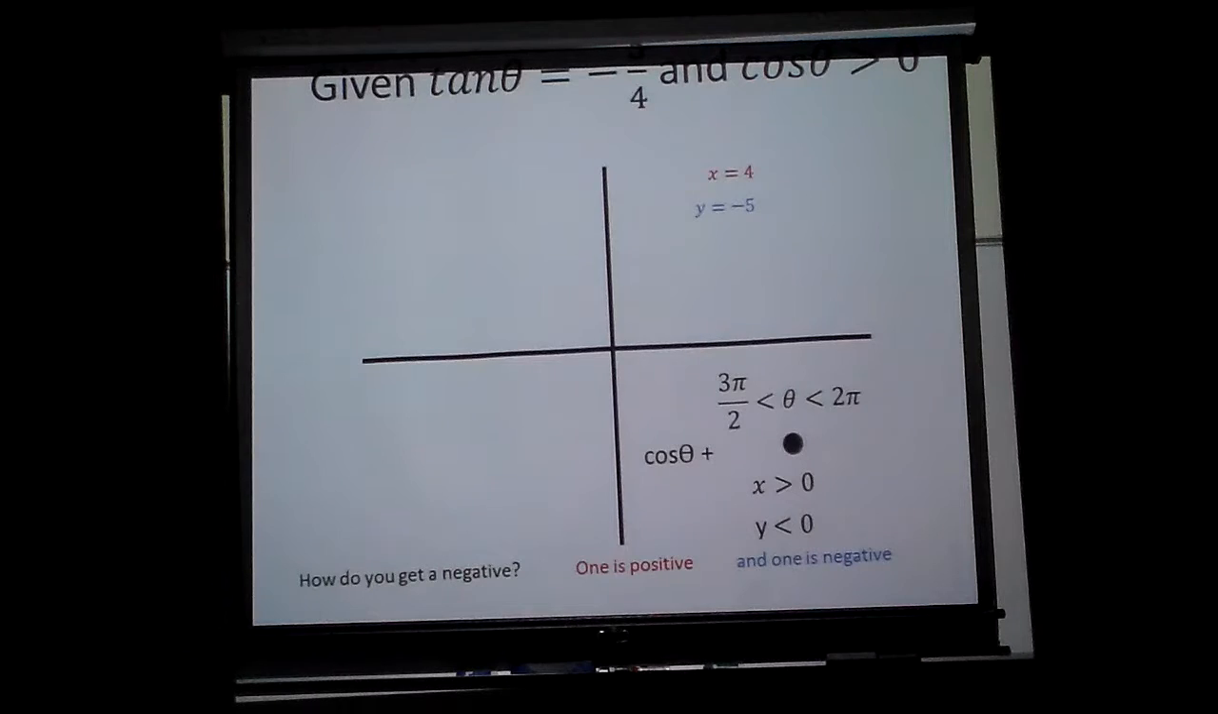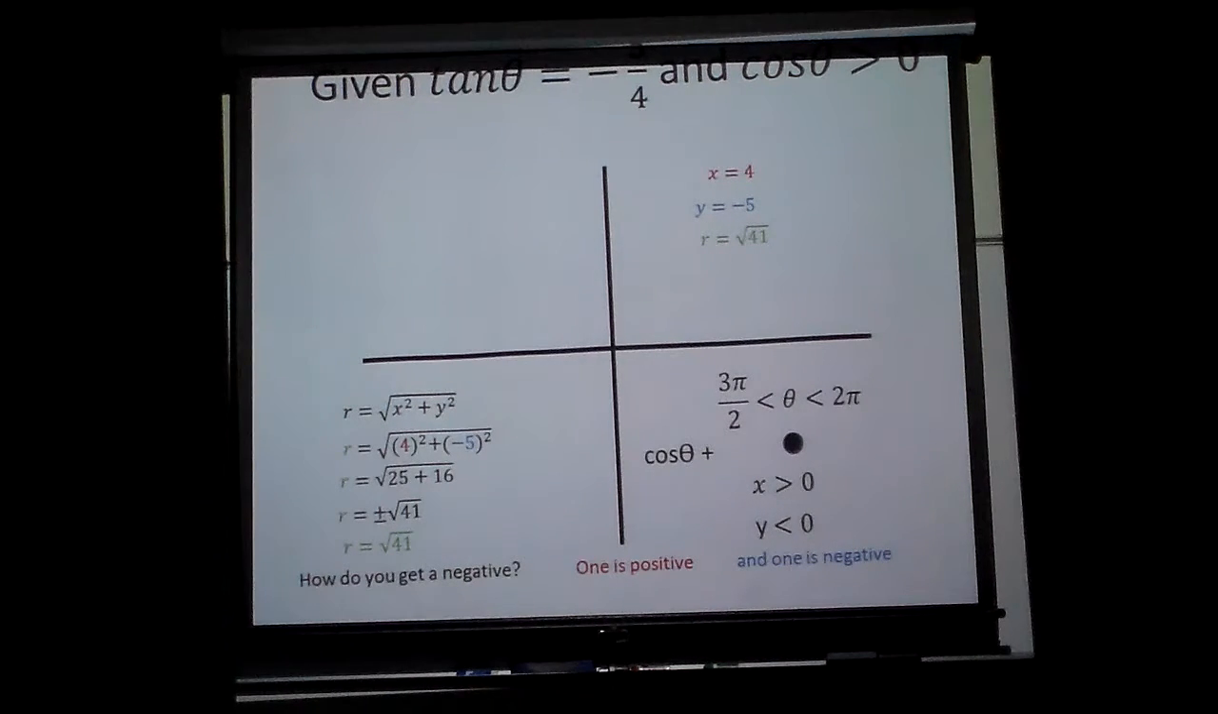I need to draw a picture maybe. I need to find r. I can plug it in: 4 squared plus -5 squared. It's going to give me plus or minus the square root of 41, but we know this, it's going to be the square root of 41. And so here we go. We have an x, a y, and an r.